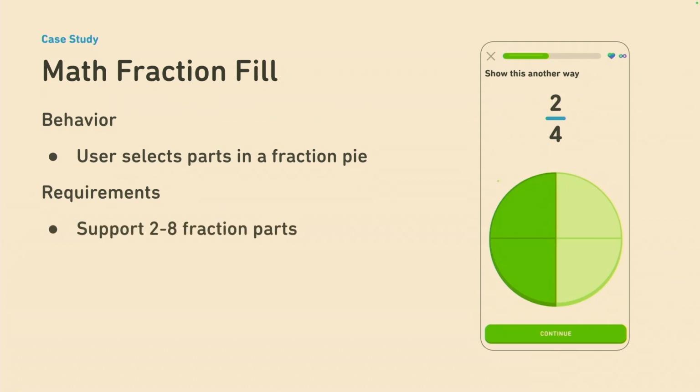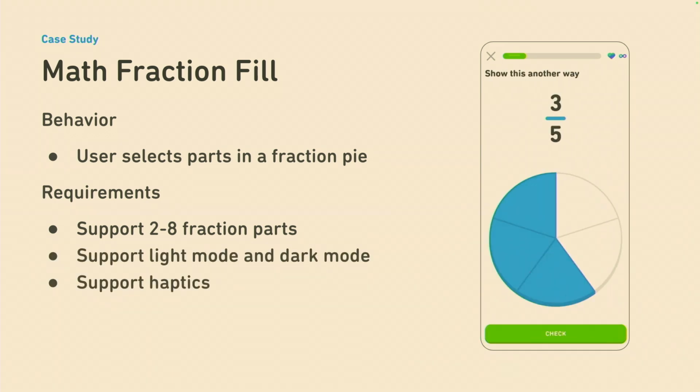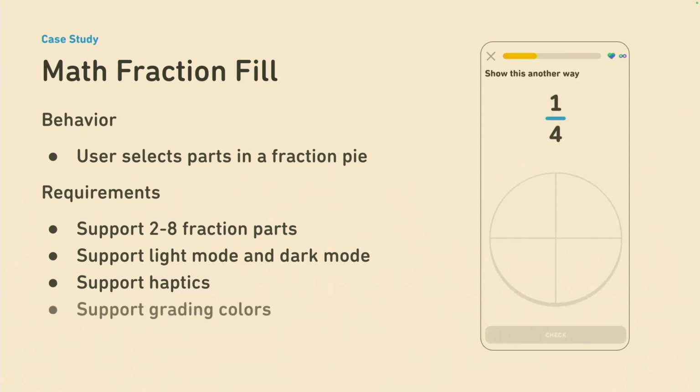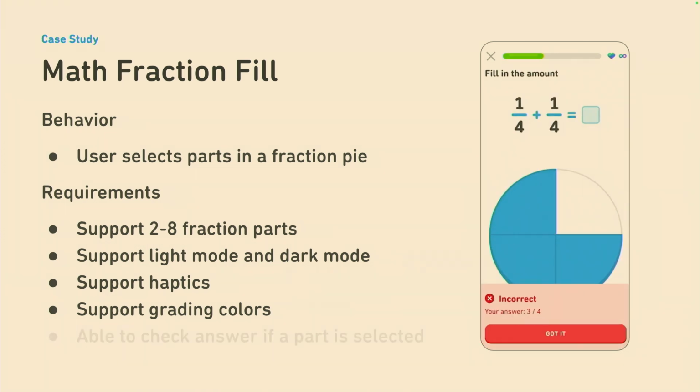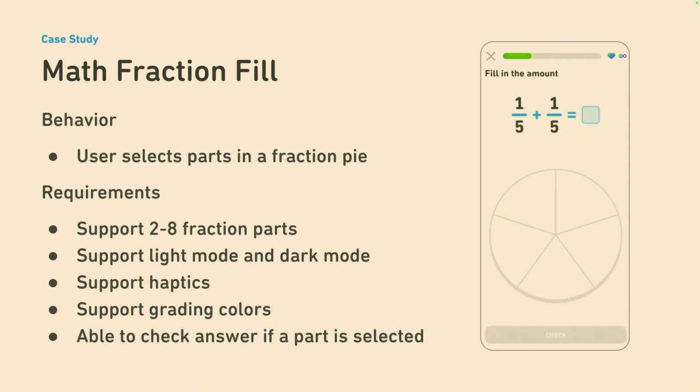Got some requirements: supporting 2 to 8 as a denominator or total fraction pie parts. We want to support light and dark mode, and we want to support haptics. They should fire whenever a piece is selected. We need colors to change depending on whether or not the user got the answer correct. We also want to enable or disable the check green button, so the user can only attempt to submit if they have something selected. Our animation file that's been handed off to us has been built to support most of this. So now it's coding time.